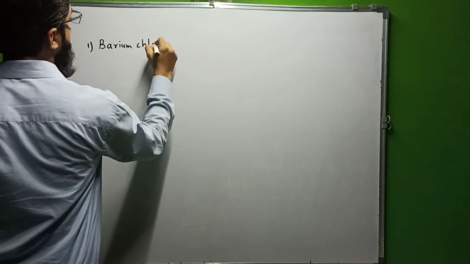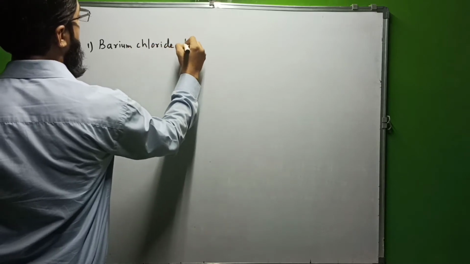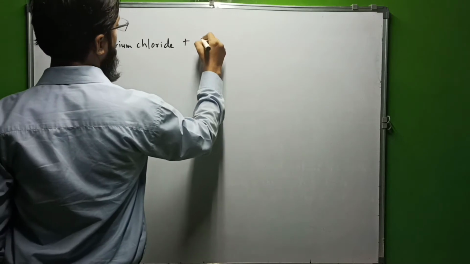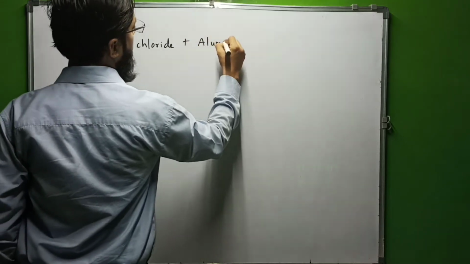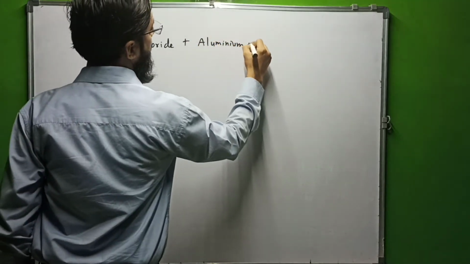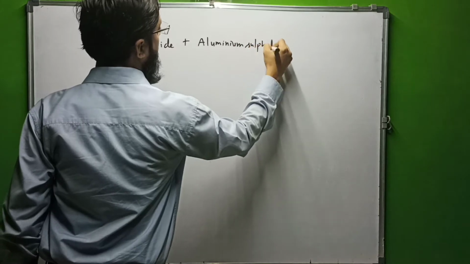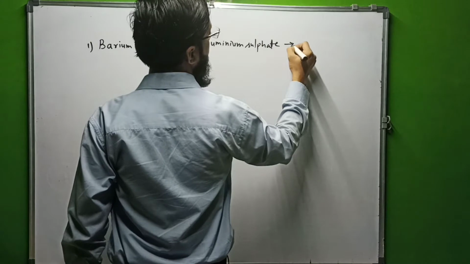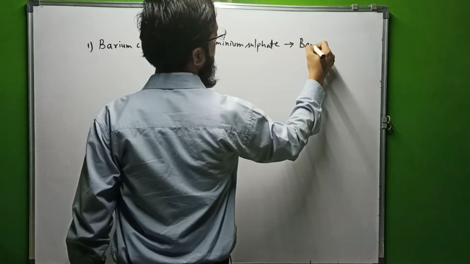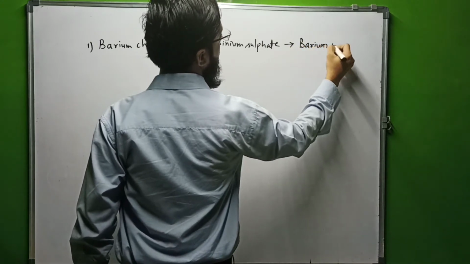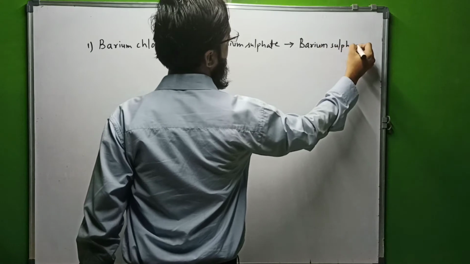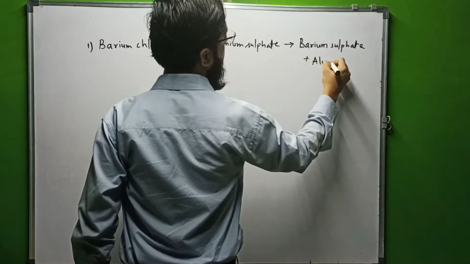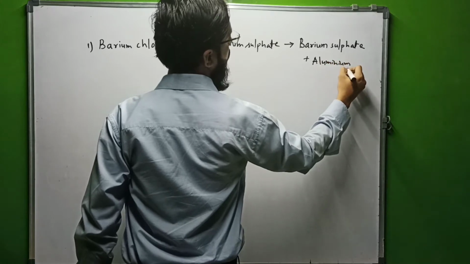Barium chloride plus aluminum sulfate gives barium sulfate plus aluminum chloride.